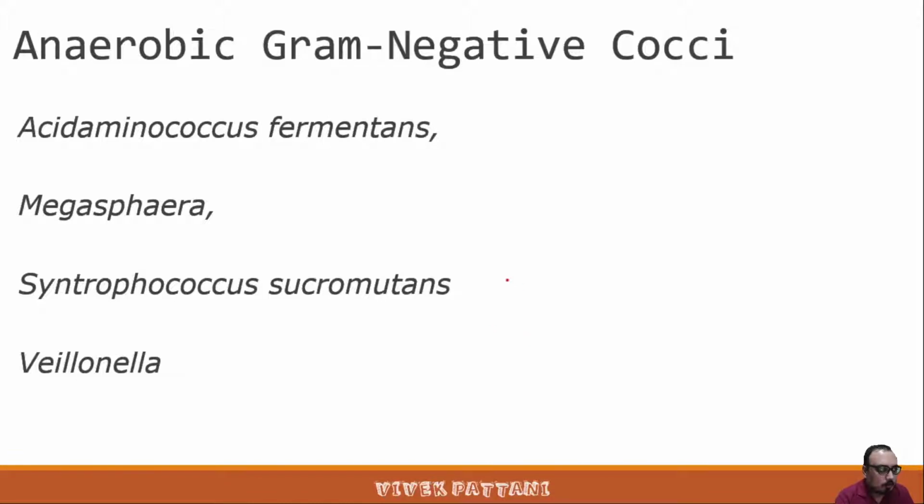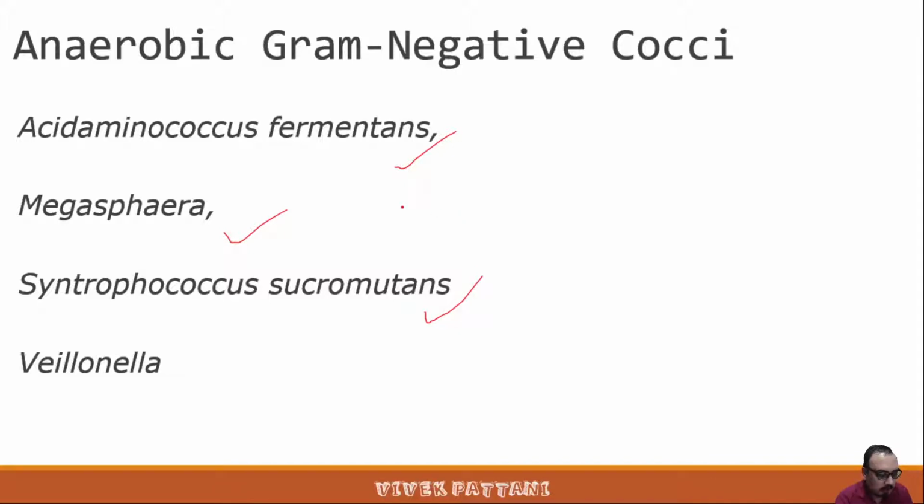Okay, today I'm going to discuss the anaerobic gram-negative bacteria, gram-negative cocci, and the phototrophic bacteria also. Now moving forward with the anaerobic gram-negative cocci, some of the examples are Acidaminococcus fermentans, Megasphaera, Peptococcus, Sarcina.